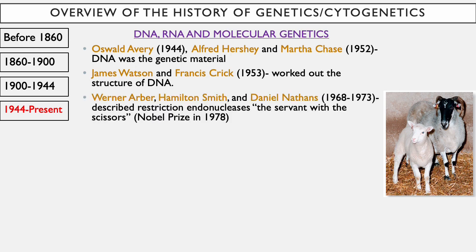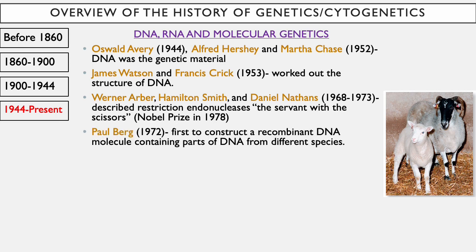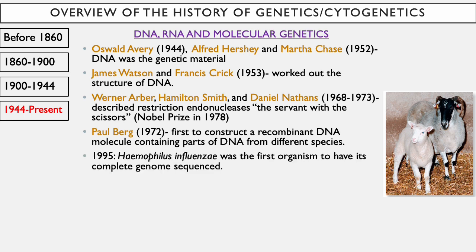Werner Arber, Hamilton Smith, and Daniel Nathans described restriction endonuclease as the servant with the scissors, and they won a Nobel Prize in 1978. We will discuss further restriction endonucleases when we go to molecular biology. Paul Berg was the first to construct a recombinant DNA molecule containing parts of DNA from different species. And in 1995, Haemophilus influenzae was the first organism to have its complete genome sequenced.